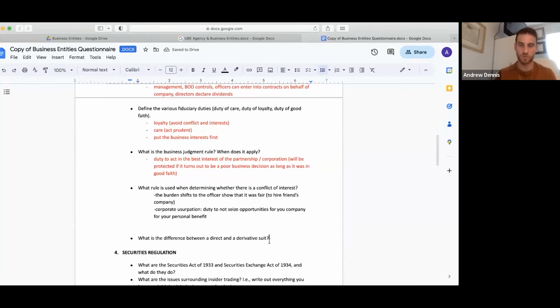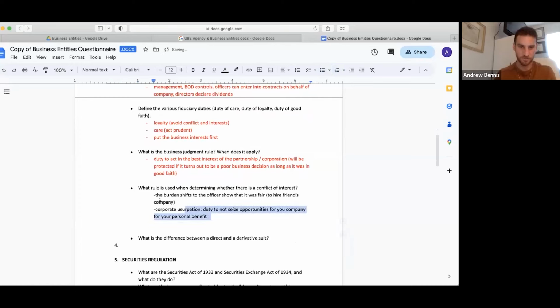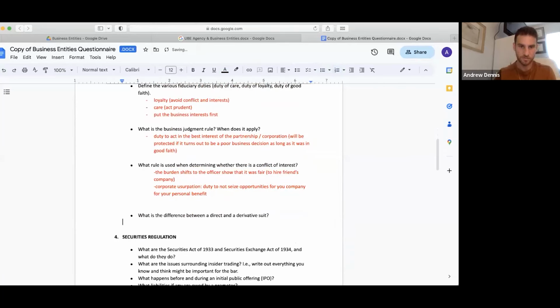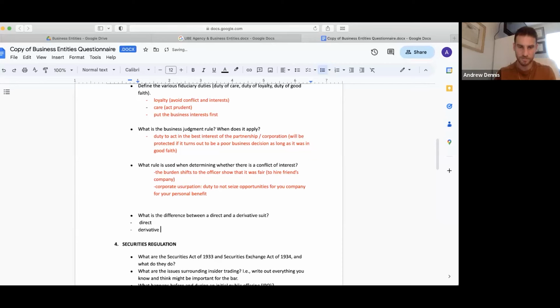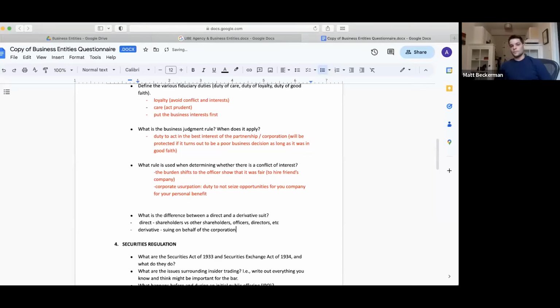Okay. What's the difference between direct and derivative suit? Can anyone out there tell me? This is a good question. A direct versus derivative suit. Direct versus derivative. Any ideas? Yeah, direct is shareholders versus other shareholders, officers, directors, etc. And a derivative is suing on behalf of the corporation. Excellent.